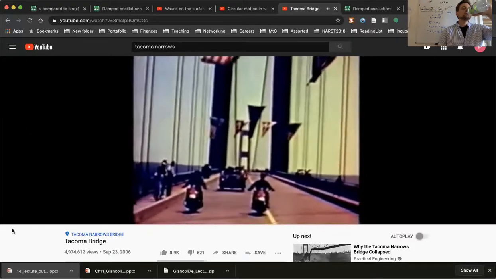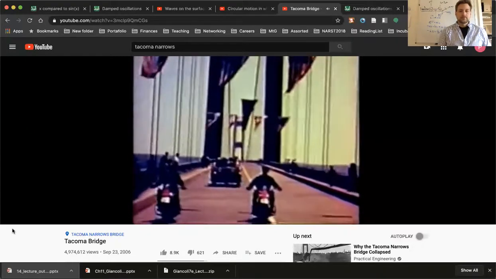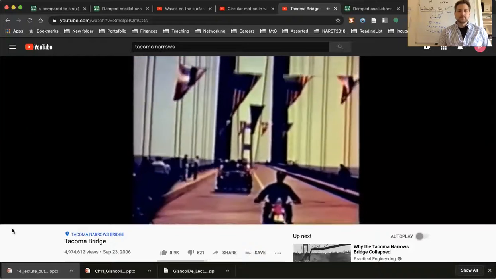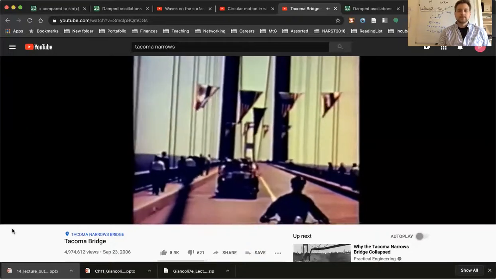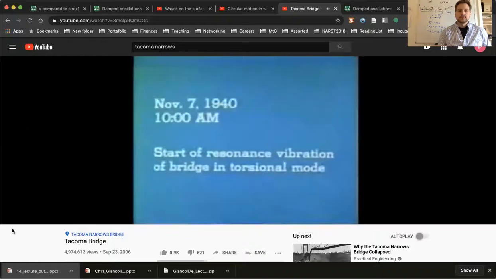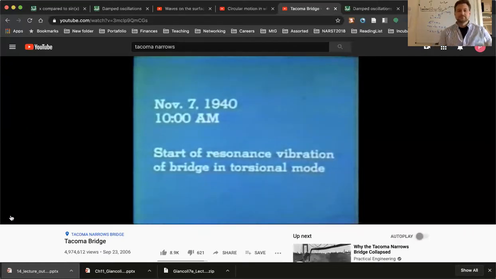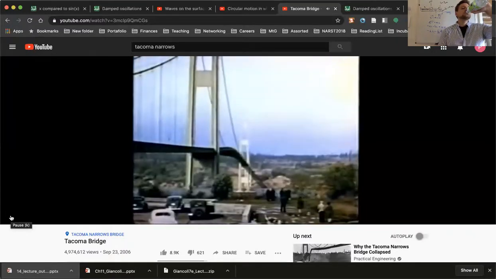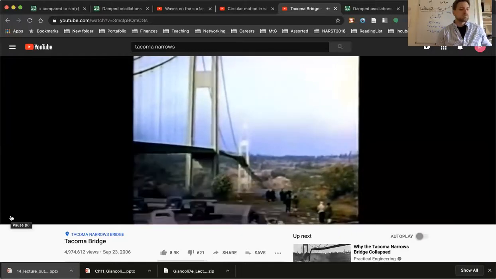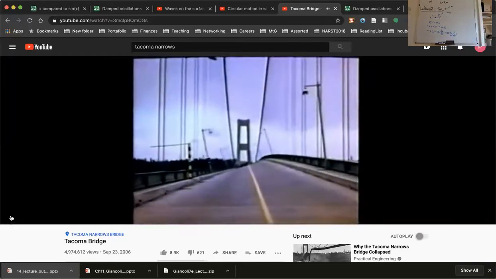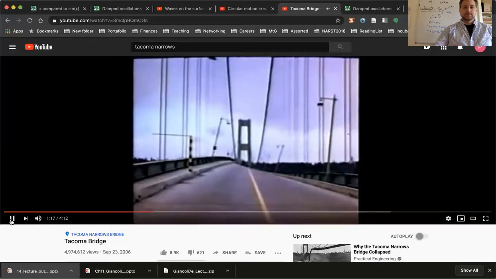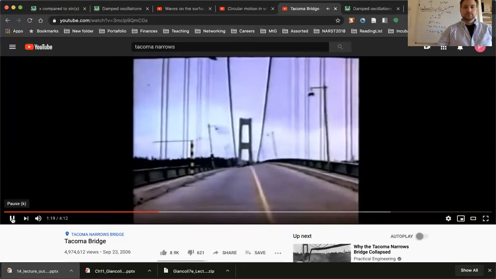Here's opening day. We see that word resonance. On November 7th, the bridge suddenly went into a twisting motion. The wind speed was a steady 42 miles per hour. This was enough to keep the bridge oscillating in one of its natural modes of vibration with a period of 5 seconds.